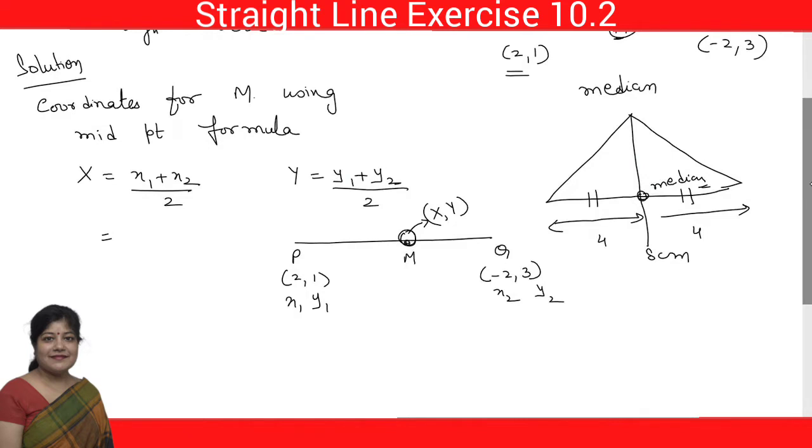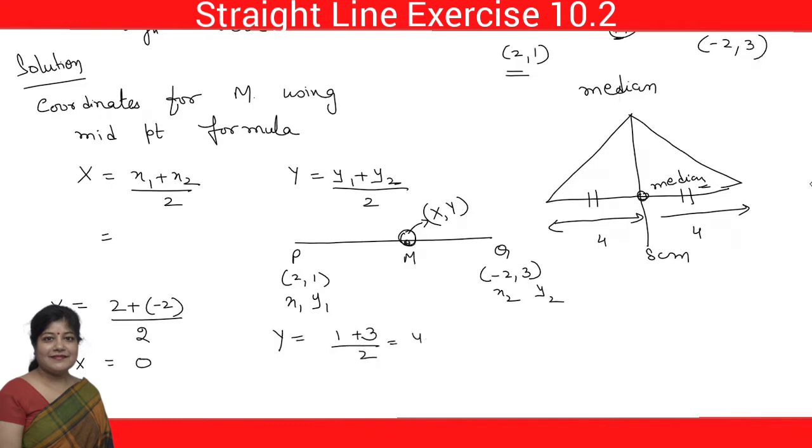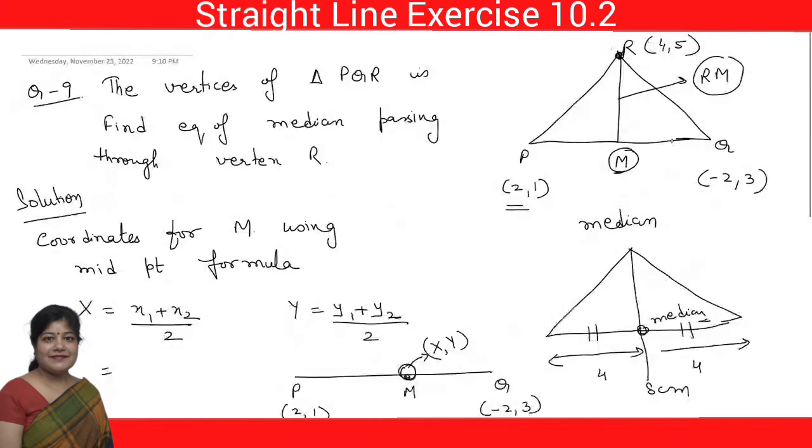So the value of x becomes x1 plus x2, that is 2 minus 2 by 2, that is 0. Value of y is 1 plus 3 by 2, that is 4 by 2, that is 2. So coordinates of M become 0 and 2.